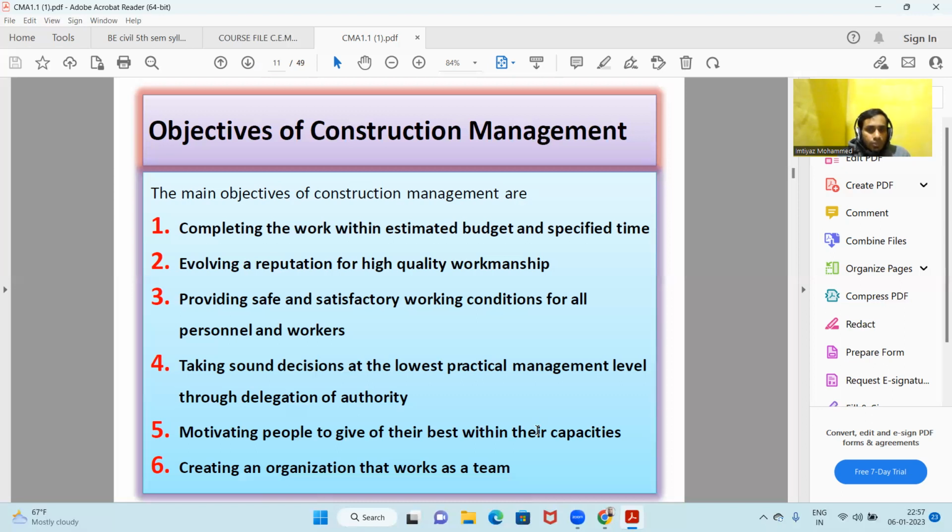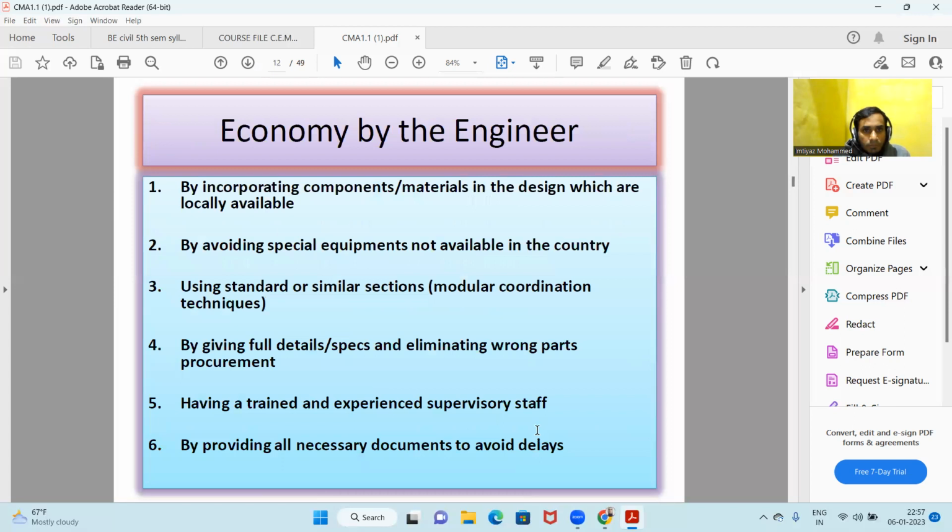This way we need to be motivating the workforce, and then an organization has to be created which works as a team. We cannot have an organization which is not united. We cannot have an organization where there's no proper communication between the different hierarchical levels. If there's a communication gap, then it can lead to quarrels, and it can lead to delay in the project.